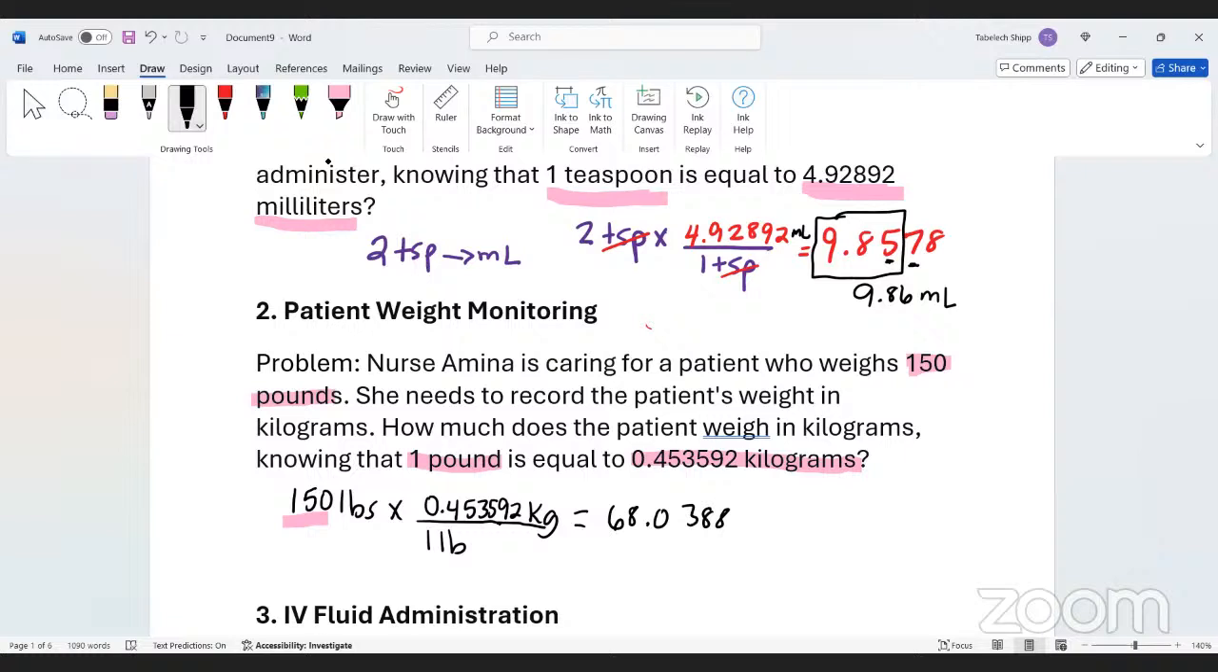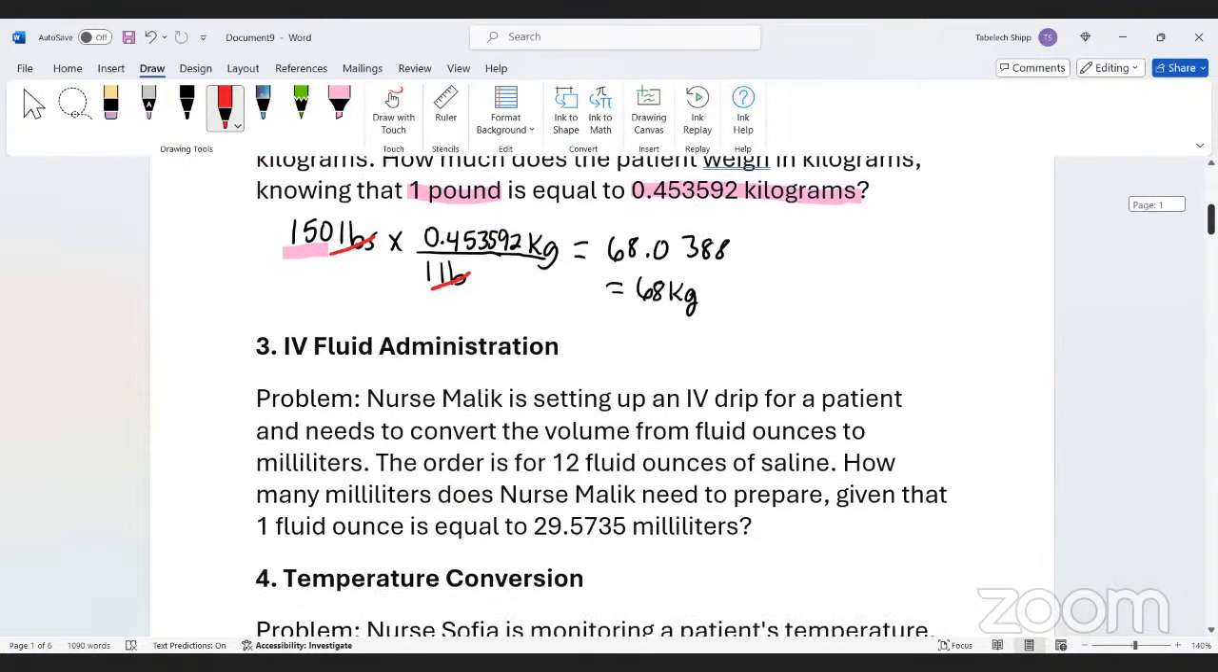But remember, we said we want the patient's weight in 2 significant digits. So in this case, I'm going to simply say 68 kilograms. Okay, 68 kilograms. Again, we just cancel out those pounds. It is that simple. It is simply that simple, okay? Now, keep in mind that when you're doing problems of this nature, you always want to read to make sure what are they giving you and what are they looking for, okay? What are they looking for?